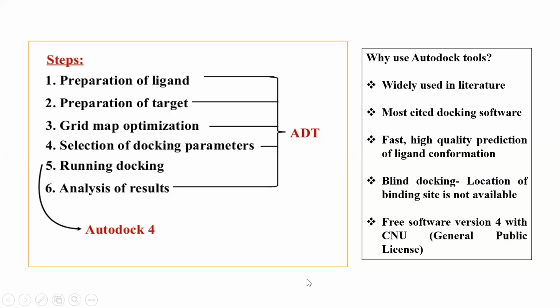And why did I take this tool, Autodock tools? Because it is widely used in literature. It is the most cited docking software. It is very fast and it gives high quality prediction of ligand conformation, and you can perform blind docking. This is very important, because when the three-dimensional structure of the protein is available, sometimes you may not be able to locate the active site of the enzyme molecule. At that time we go with the docking called blind docking, and it is a free software tool available for general use. That's the reason why Autodock tools is very famous for molecular docking and for understanding protein ligand interaction.